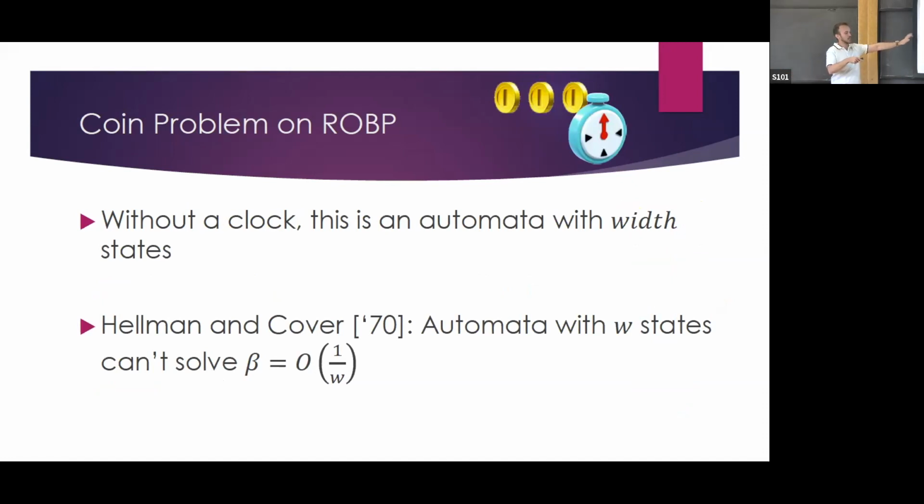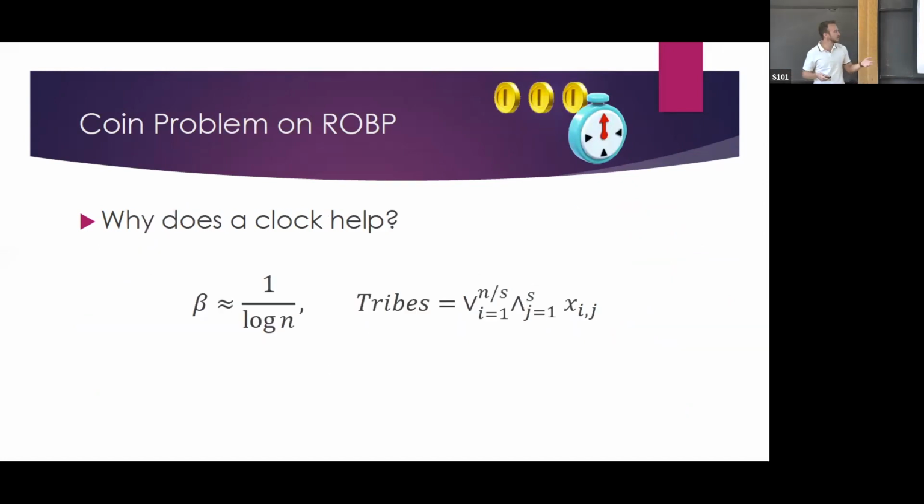Then this is actually quite bad in order to distinguish bias. So it was shown in the early 70s that if I have an automata with W states, then I cannot solve the coin problem. I cannot distinguish bias that is less than 1 over W, less than 1 over the number of states. So for example, if I have only a constant sized memory, I will not be able to amplify more than a constant bias. But what we are going to see now is that when I do have this clock, I can actually amplify 1 over log n, or in general, 1 over polylog type of bias with only a constant number of bits, only constant sized memory. And why is that?